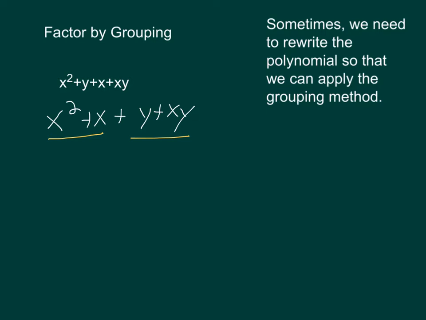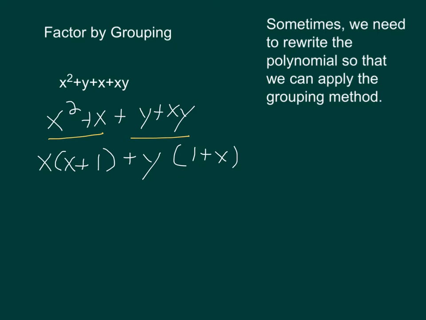The x squared and the x have an x in common, and that would leave behind an x plus 1. Let's do a distributive property to double check that. Y and xy have a y in common, and it's positive, so I'm going to make it a plus y, and that would leave behind 1 plus x. Well, it looks like my binomials are a little bit different. I have x plus 1 and I have 1 plus x.